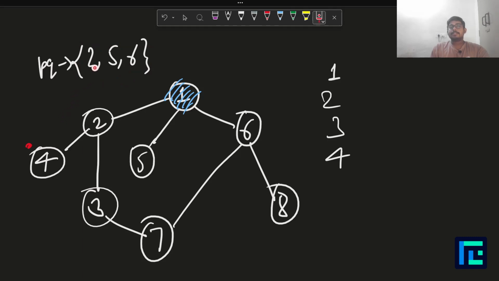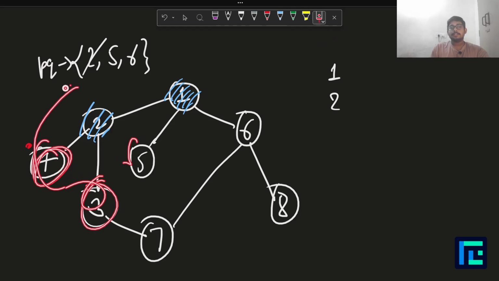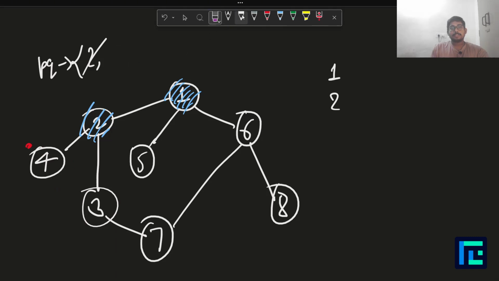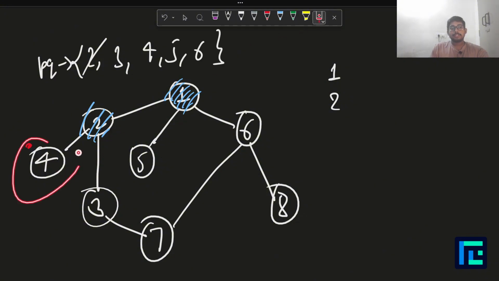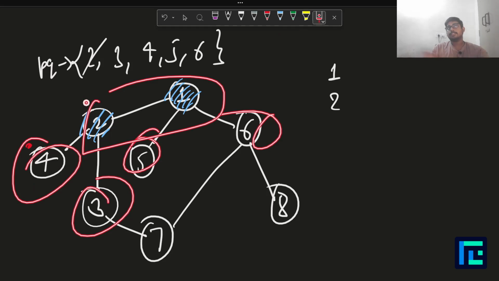Then pick the smallest element from the priority queue and visit that. You had 1 written, then you will write 2, and once you visit node number 2, insert all the nodes adjacent to node 2 which are currently unvisited into the priority queue. So you insert 4 and 3 into your priority queue, and your priority queue gets updated with 3, 4, 5, 6.